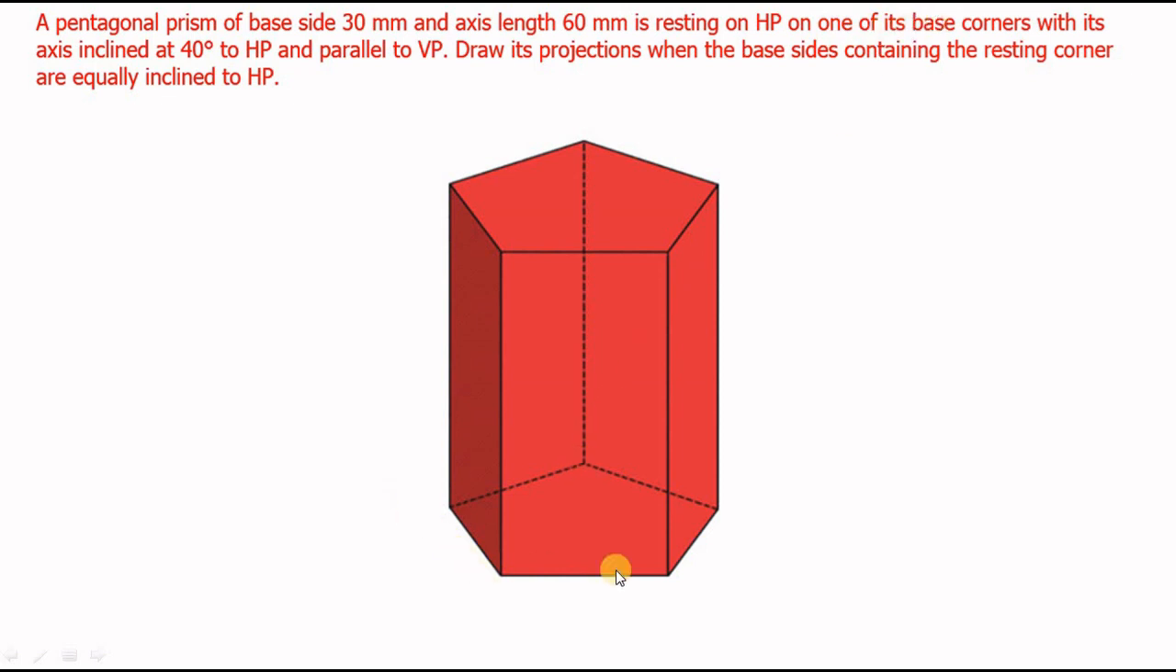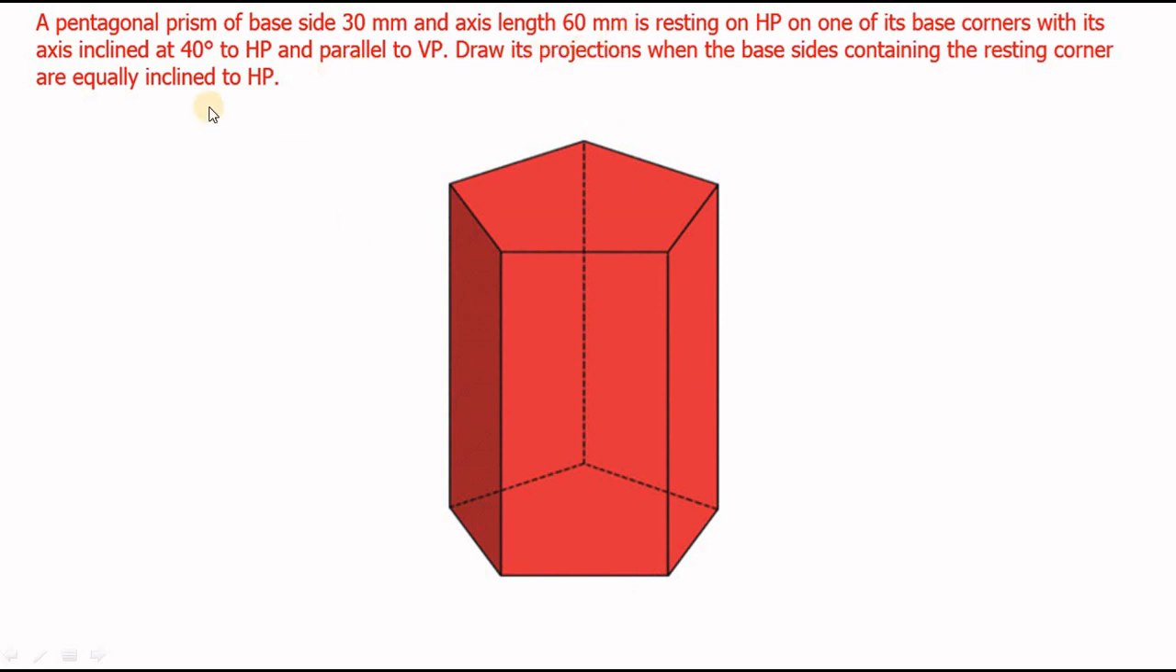The pentagonal prism has 5 corners, so it is going to rest on any one of its corners. Also the axis is inclined 40 degrees to HP. You all know what the axis is. Consider an imaginary line joining the center of the top face and the center of the bottom face. That will be the axis line. The axis length is given as 60 mm, which means the length of the prism, that is the height of the prism, will be 60 mm.